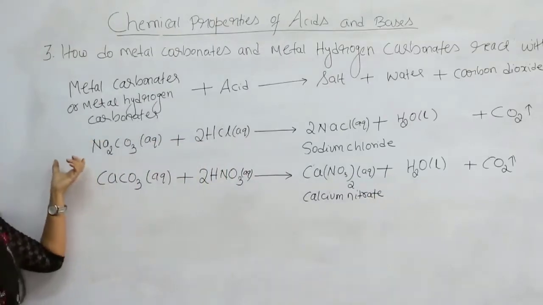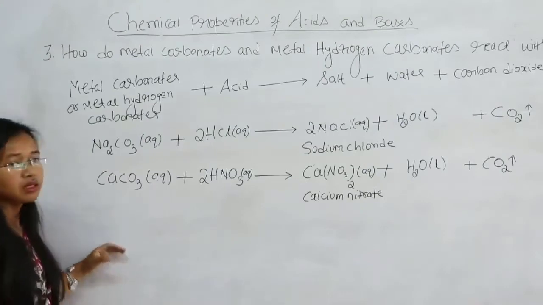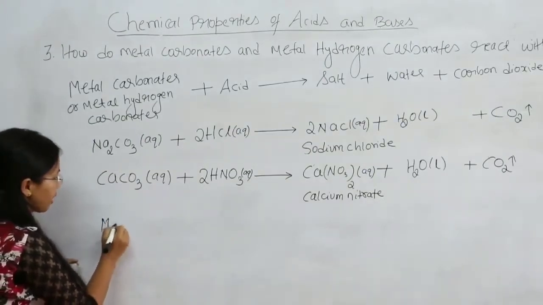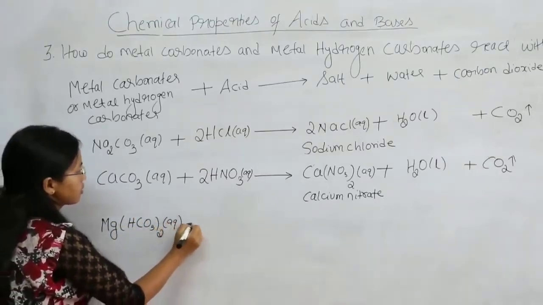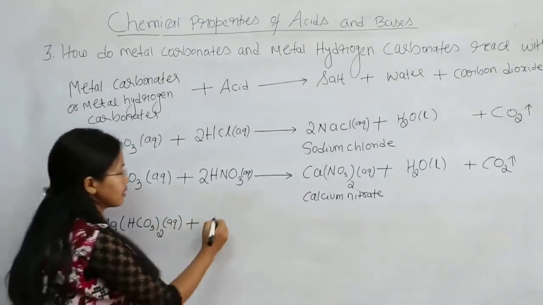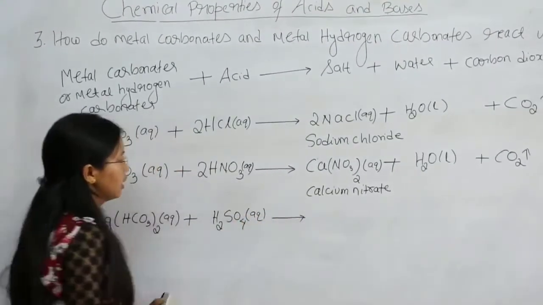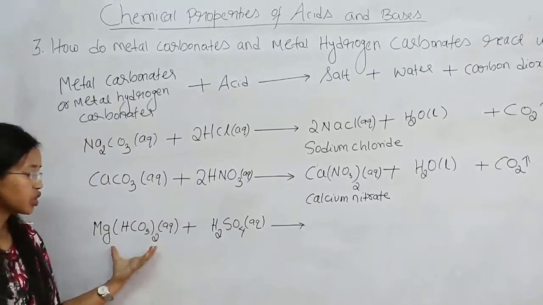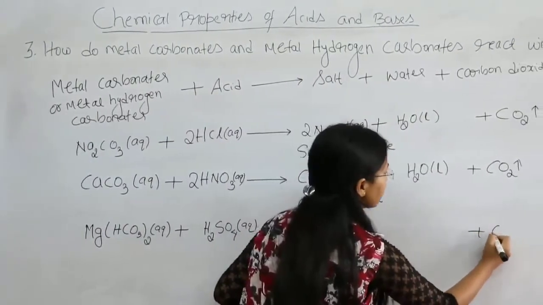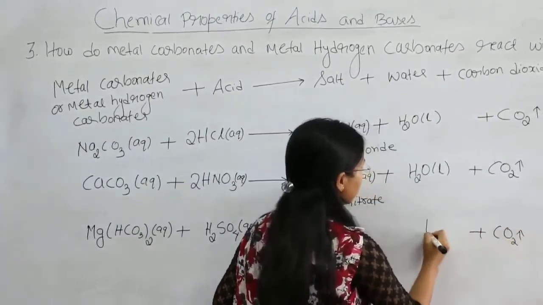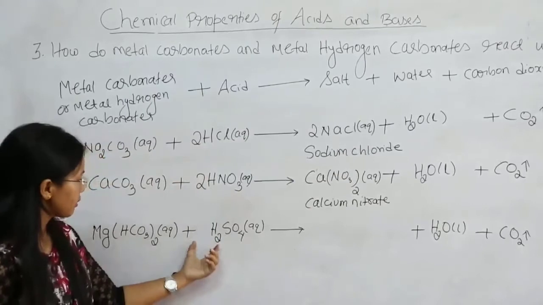So these two are metal carbonates. Let me take another one, a metal hydrogen carbonate, or what we call a metal bicarbonate. Let me take magnesium bicarbonate, Mg(HCO3)2, and react it with sulfuric acid, H2SO4, in aqueous form. We need to get carbon dioxide and water.